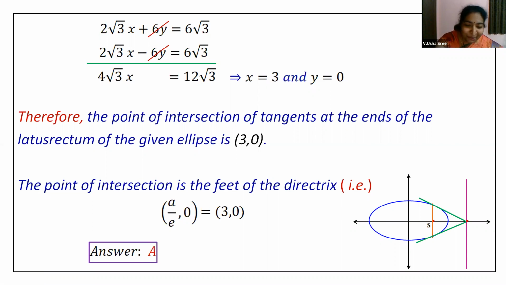Got it? So when you are understanding the concept, you can go in length for a given problem. But when you are attempting any competitive exam, you should make use of this type of shortcut. Is it not very simple, children? The point of intersection of tangents drawn at the ends of the latus rectum is nothing but the foot of the directrix, that is (a by e, 0). Therefore, the answer is A.